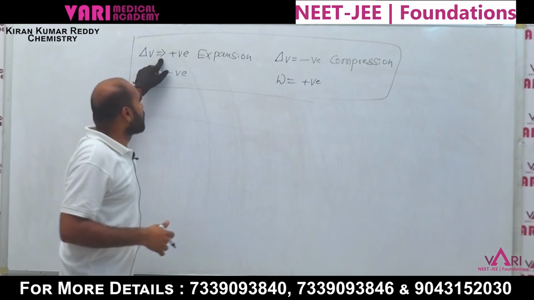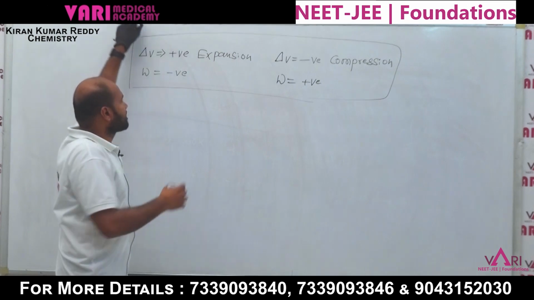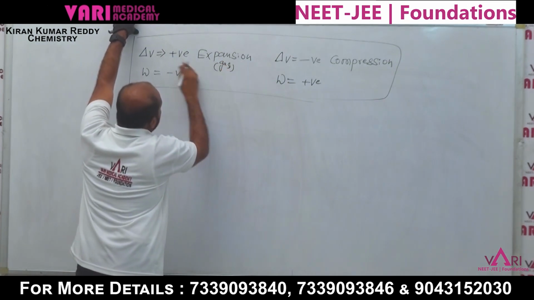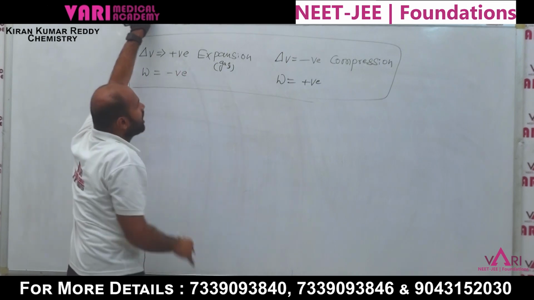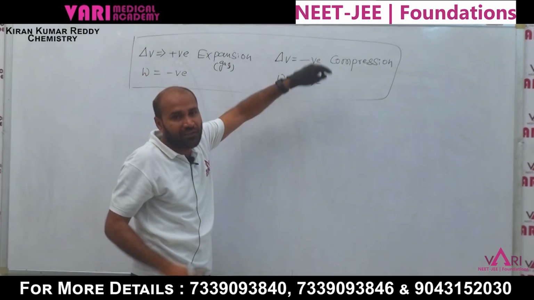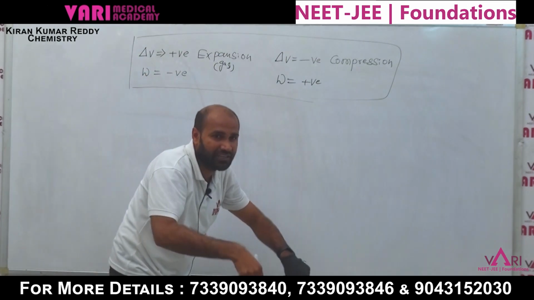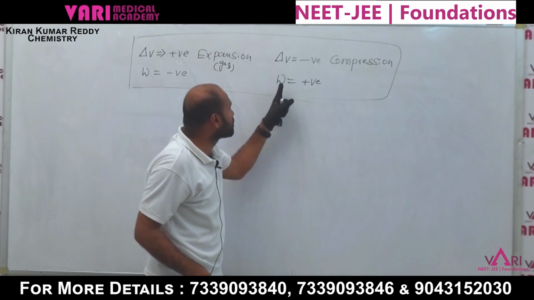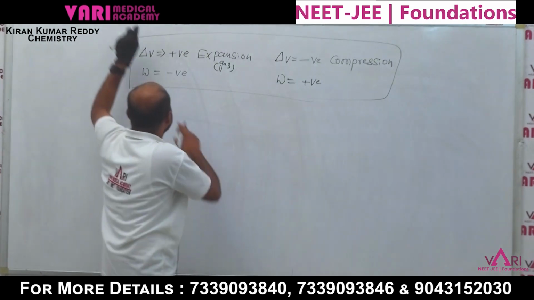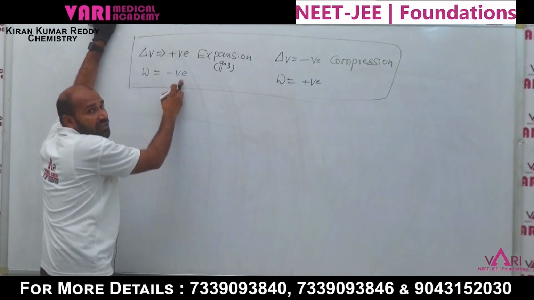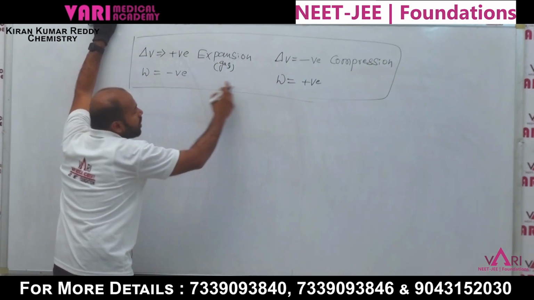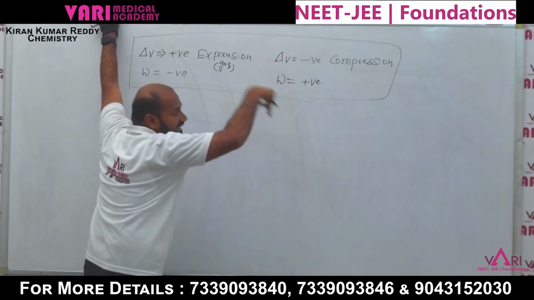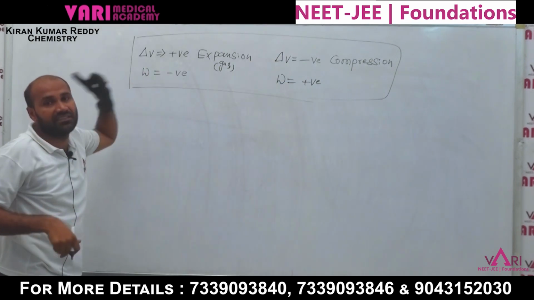Now, expansion of gas means volume increases, and that is positive delta V. Compression of the gas means volume is decreasing. Here work is negative for expansion and positive for compression. Work done on the gas is called positive.